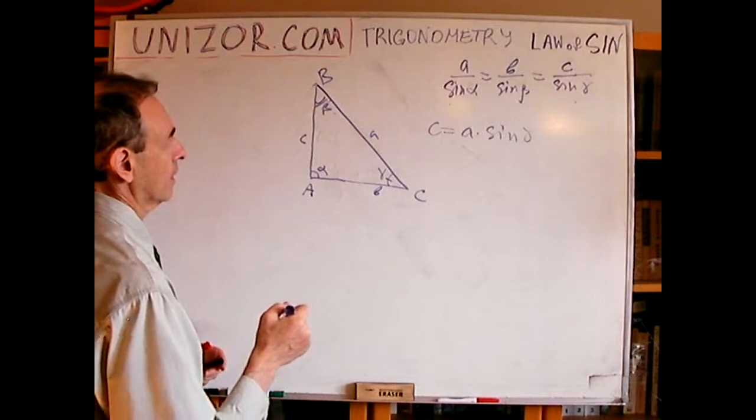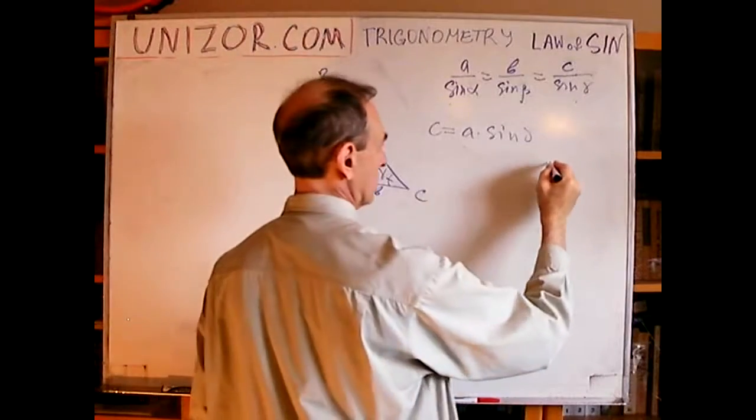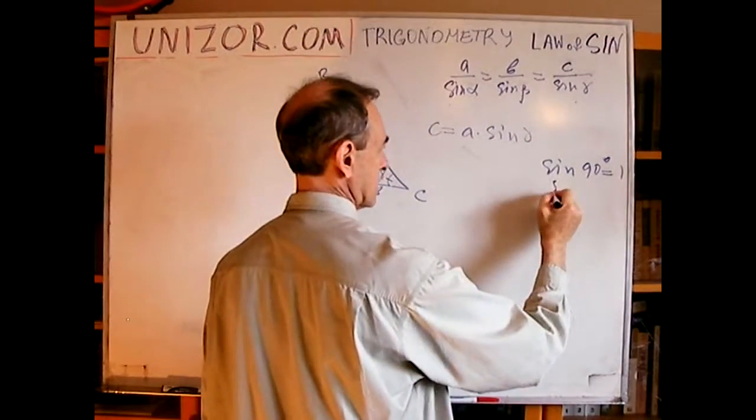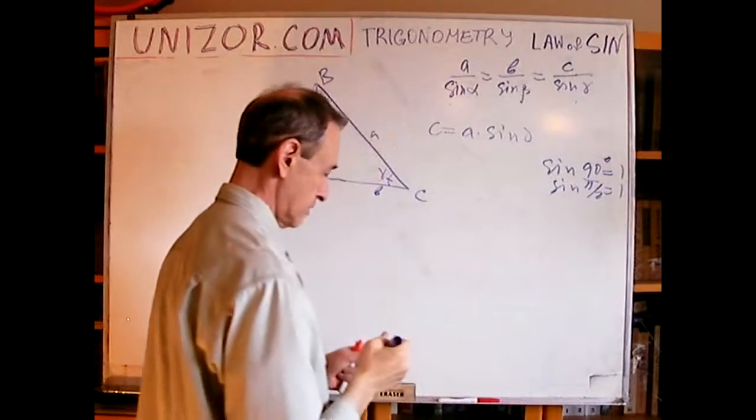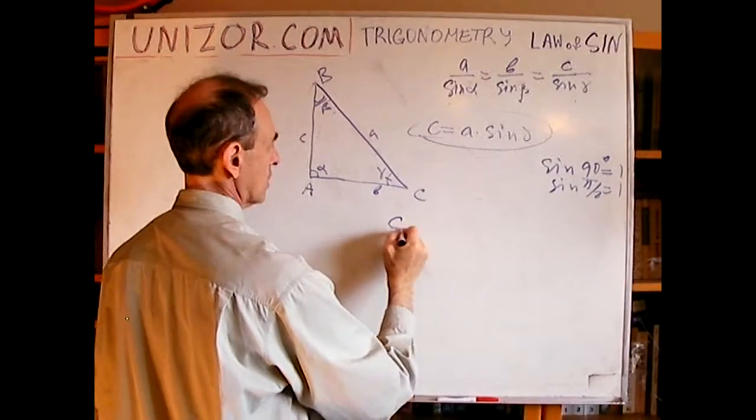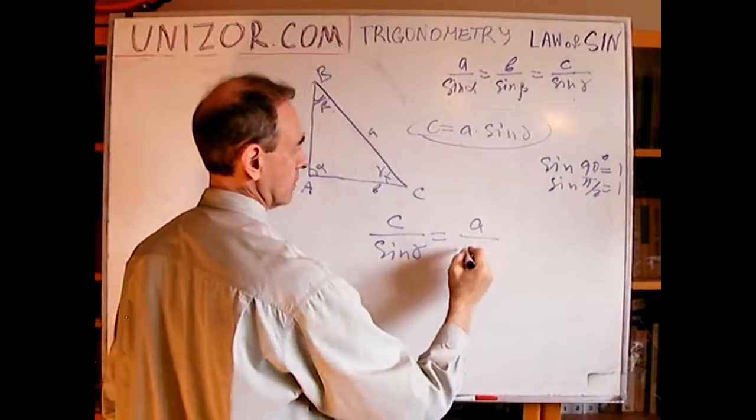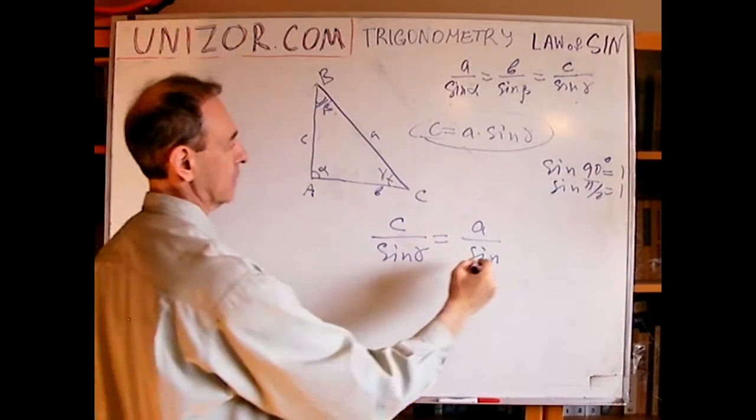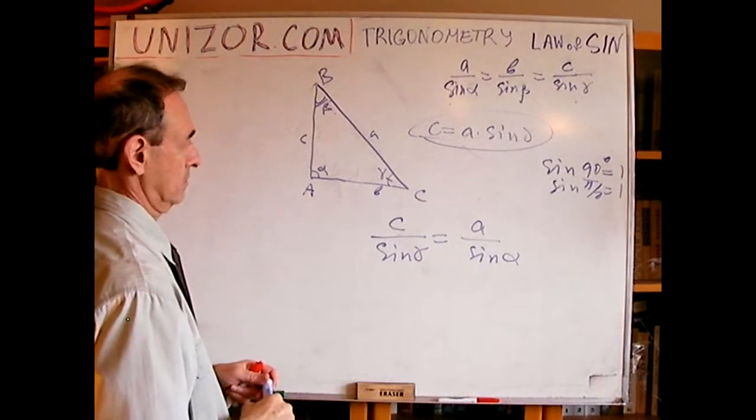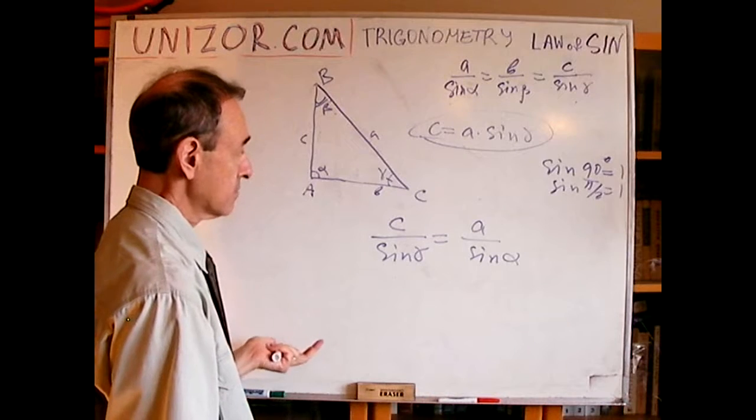Now, sine of 90 degrees is 1, right? Sine of 90 degrees is equal to 1. We know that. Sine of pi over 2 in radians, if you wish. So, from this particular equation, C over sine gamma is equal to A over, and I will put 1, basically, sine of 90 degrees, which is alpha. So, as we see, we still have exactly the same equality. And obviously, for B, it looks exactly the same.